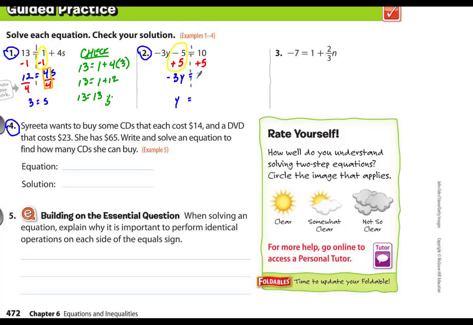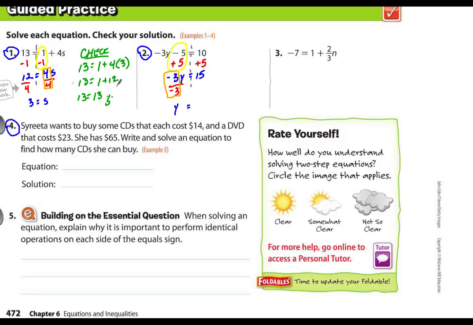10 and 5, 15. Looks like I need to move those. I'll put them down toward the bottom when I do these in the future, I think. So what's left? Well, negative 3 is being multiplied by y. So I'm going to divide by negative 3, which gives me a 1 right there. And 1 times y gives me y.